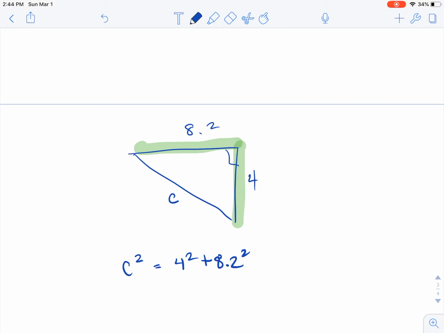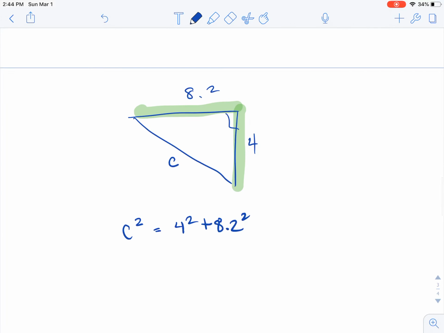And 4 squared plus 8.2 squared is 83.24. So C would be the square root of 83.24. And if it was asking for a decimal or something, we could put that into our calculator and get an approximation that's approximately 9.1.